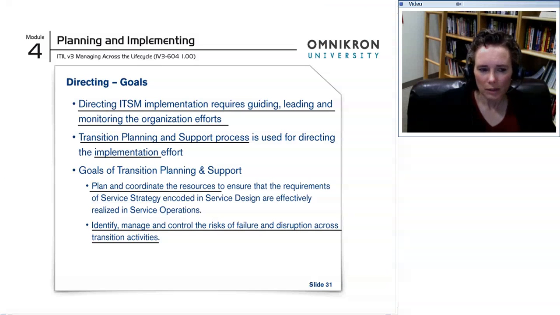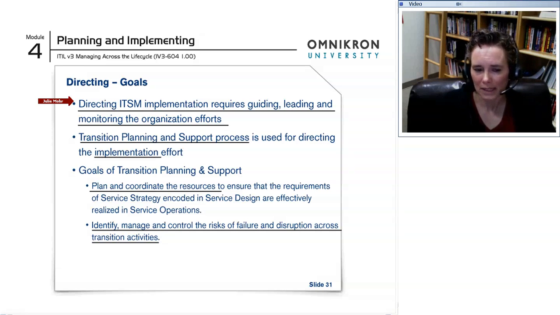So when we talk about directing, service management requires us to guide, lead, and monitor the efforts we're taking towards leveraging service management. And this is not an insignificant thing, because I can tell you from my experience, this is one element that is generally missing in most ITIL implementations.